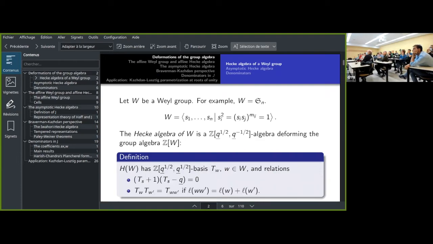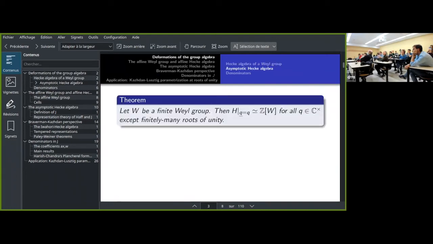So there's a quadratic relation. So when Q is equal to 1, this just gives you back that the S_i are involutions. And when the lengths add, the basis elements multiply in the most natural possible way. And so this is a deformation. So with Q equals 1, you just get back the group ring. In fact, there are two ways to see this.